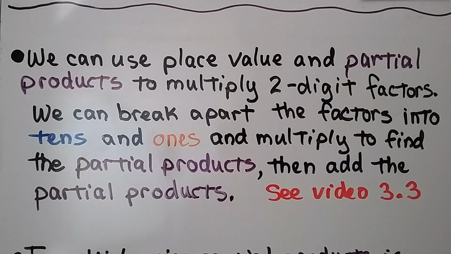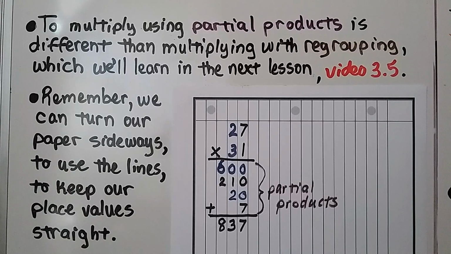We did this in video 3.3, the lesson right before this one, and if you missed it, it's linked in the description. Multiplying using partial products is different than multiplying with regrouping, which we'll learn in the next lesson, video 3.5. And remember, we can turn our paper sideways to use the lines to keep our place values straight.